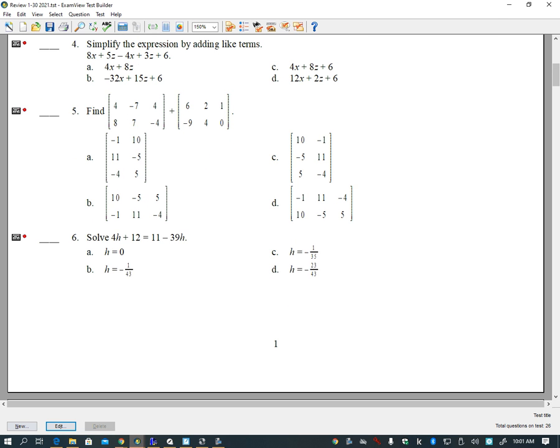All right, number 4 is just like number 1. All we're doing is combining like terms, right? So I'm going to make our arrows again. 8x goes to what? Hold on. Oh, that's a z here. Okay. I was like, that looks like an equal sign from here. 8x and negative 4x, which is 4x. Okay. 5z and 3z is 8z, and 6 by itself. Okay. 4x plus 8z plus 6. C comes out as your answer. Okay.